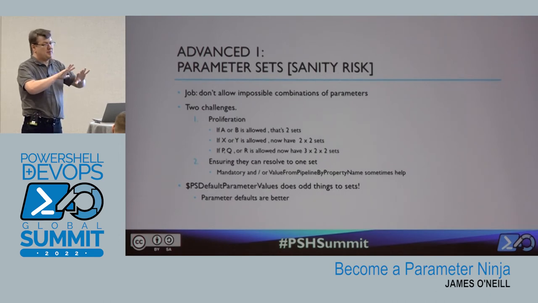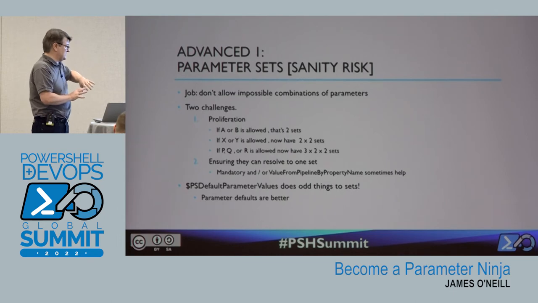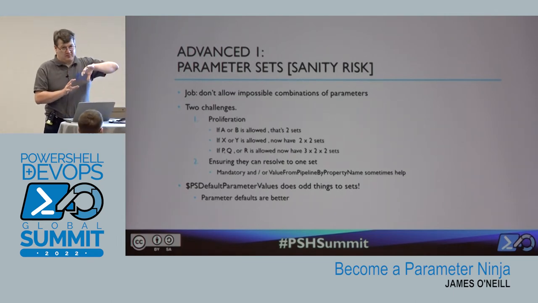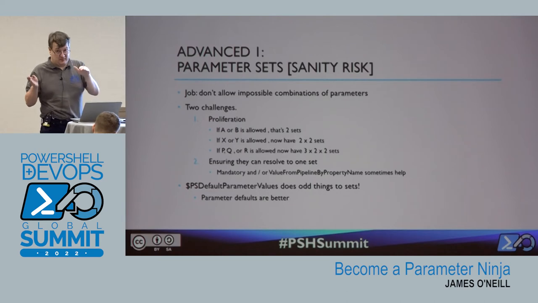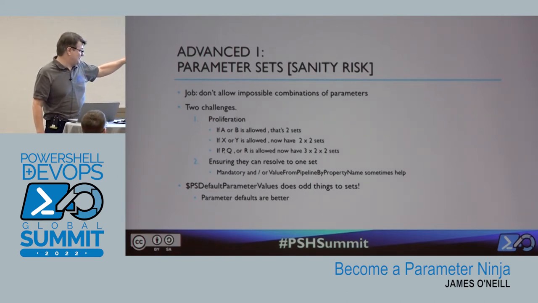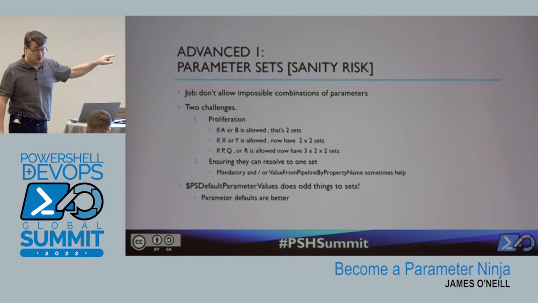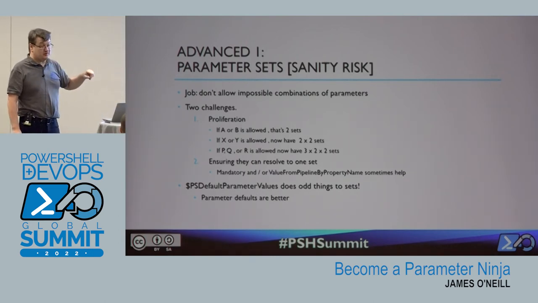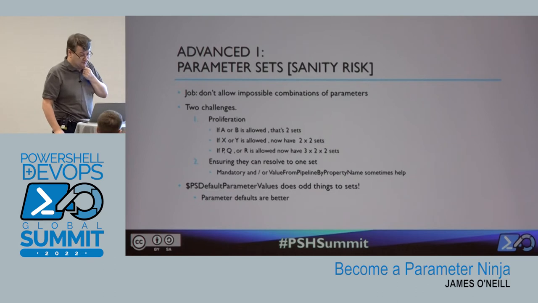The other problem is ensuring that for every permutation of input that you might want to allow, there is something that will allow PowerShell to figure out this is the parameter set that I should be using. Tagging parameters is mandatory, and occasionally, even when you know there's no remote possibility that they'll come from the pipeline as a property value, using value from pipeline by property name actually gets you out of a hole. And we'll see some of those on the next one.